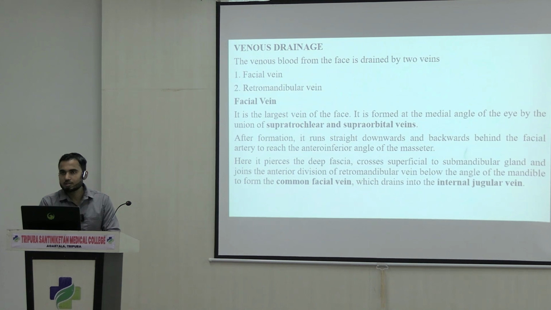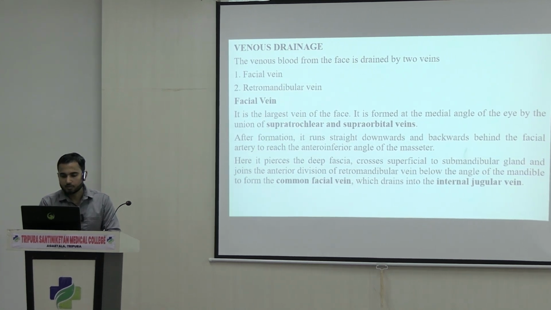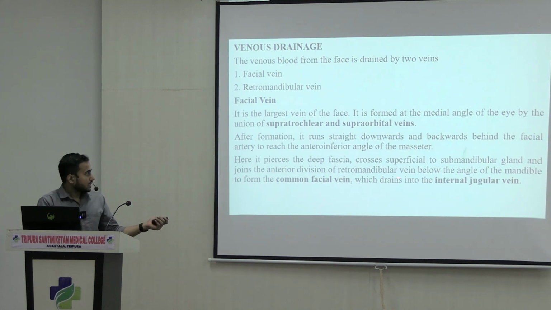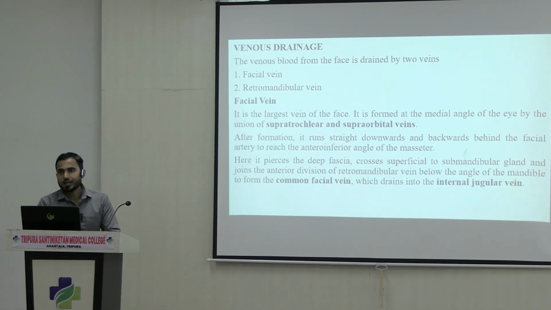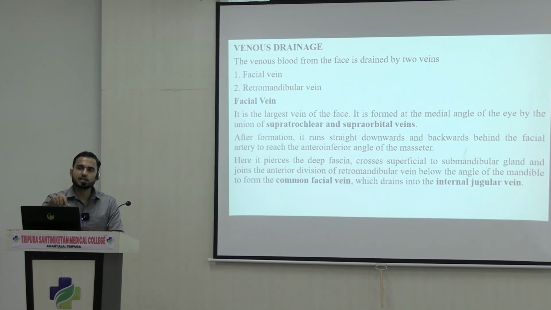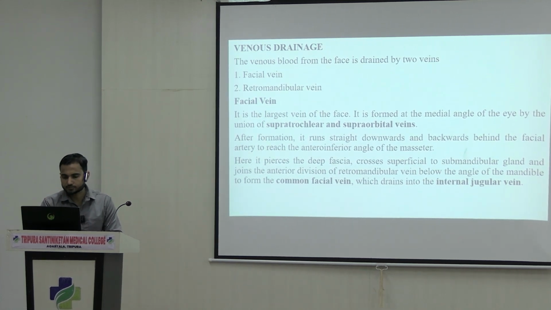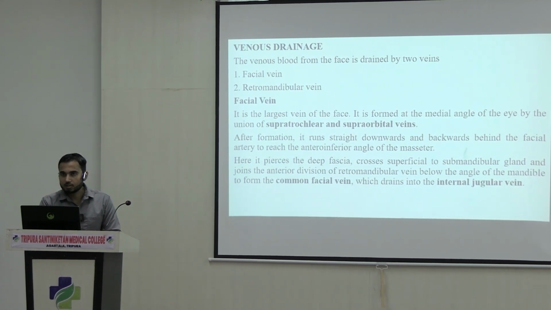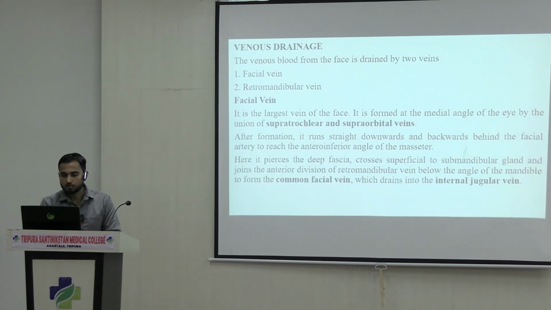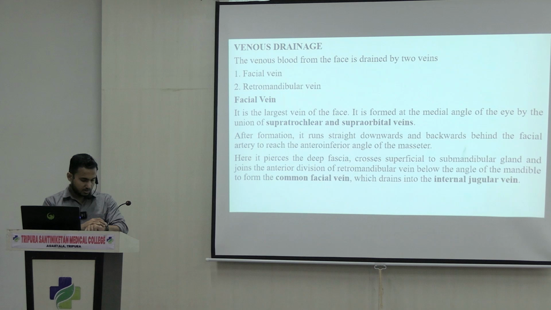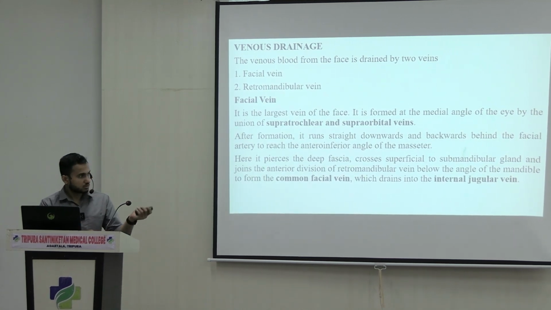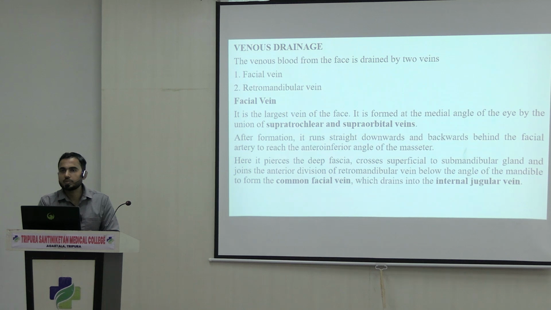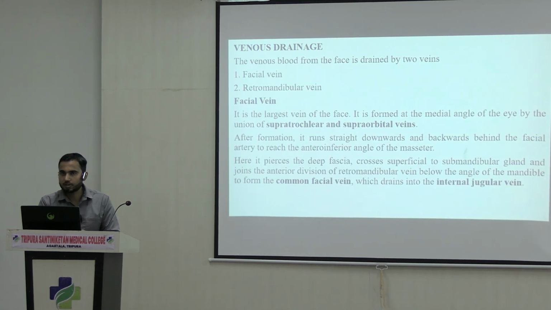Next, it pierces the deep fascia in that particular area. Then it crosses superficial to the submandibular gland, and joins with the anterior division of the retromandibular vein. The retromandibular vein, at its terminal part, has two divisions, anterior and posterior. Once it is joined by the anterior division of the retromandibular vein, the common facial vein is formed. This common facial vein drains into the internal jugular vein.